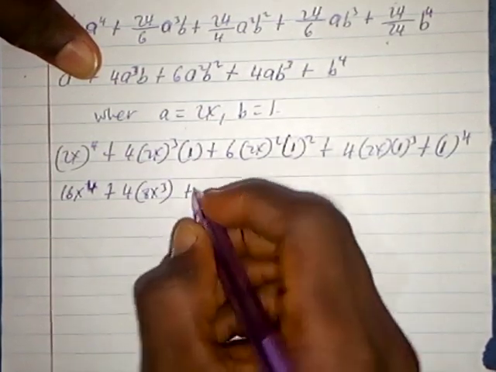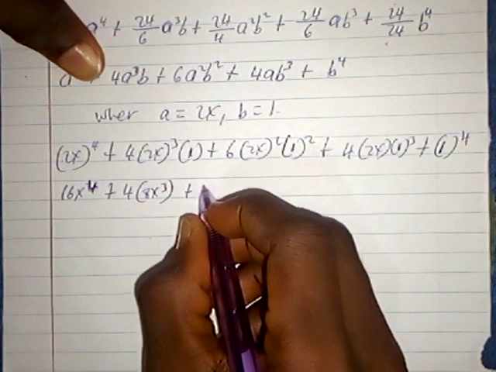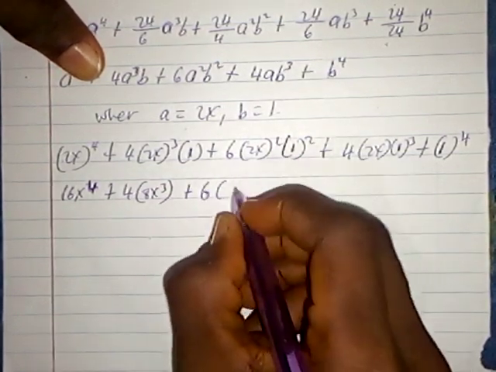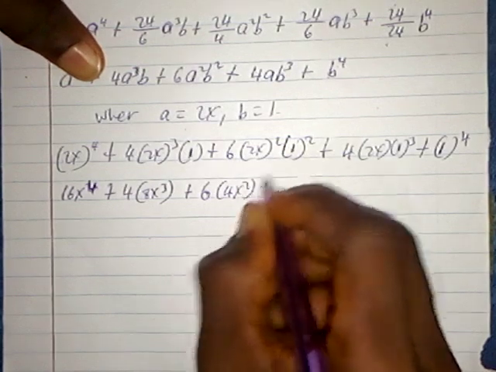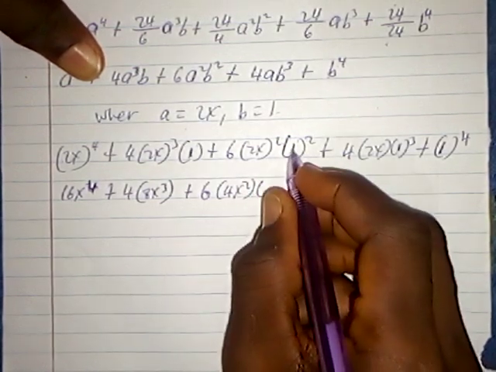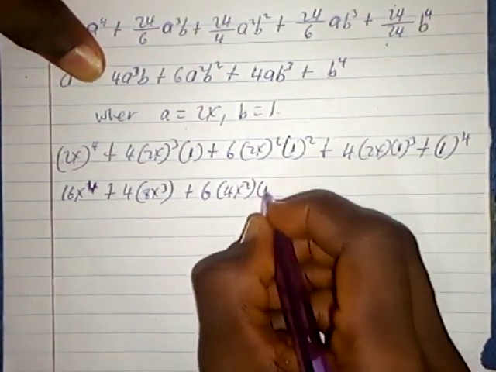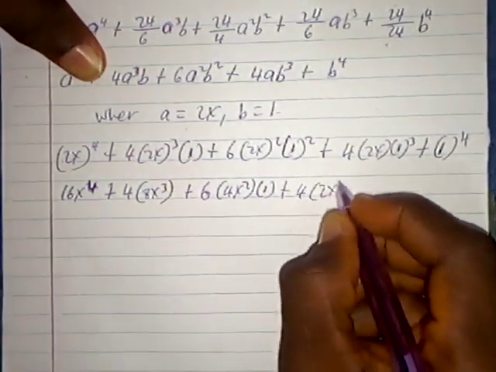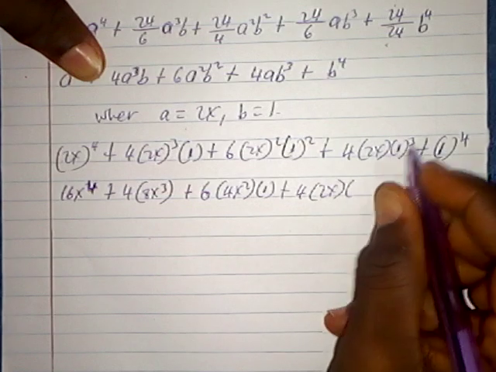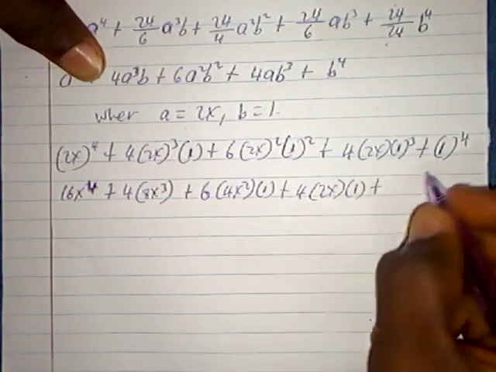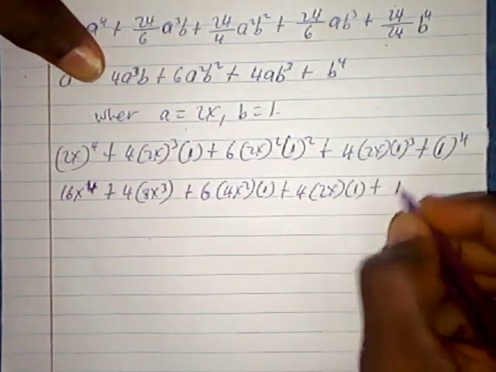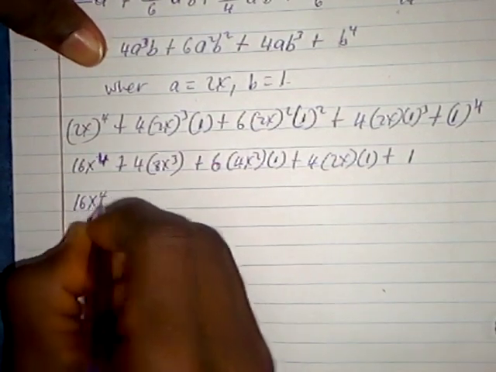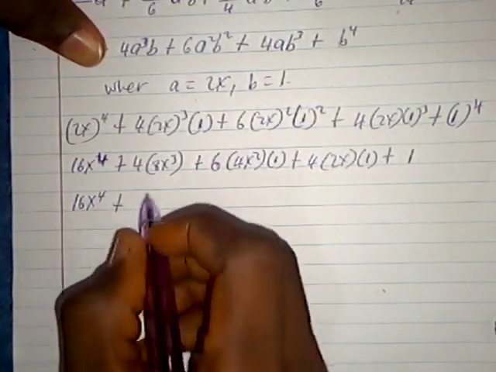Just plus and 6 into 2 raised to the power 2 is what? 4x squared. And there's a bracket here. 2 squared. 1 squared is just 1, right? Plus 4 into 2x into 1 cube is just what? 1. Plus 1 squared is just 1. You see it? So say what? 16x fourth plus what?